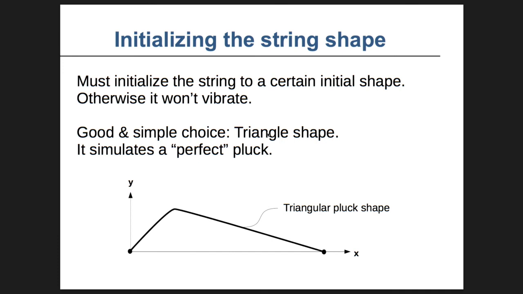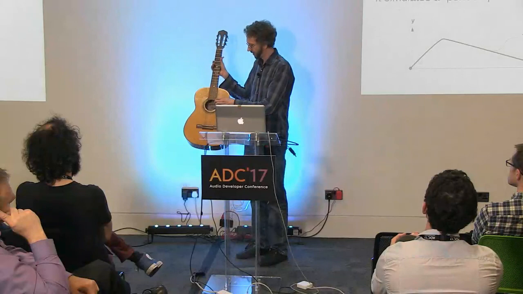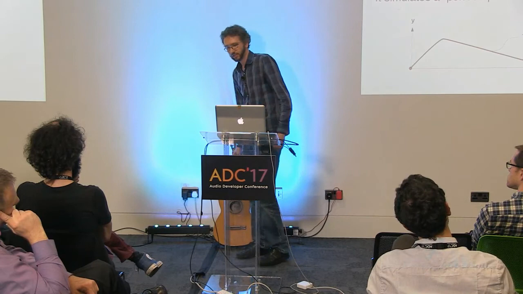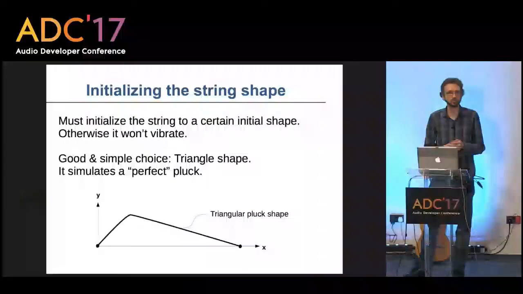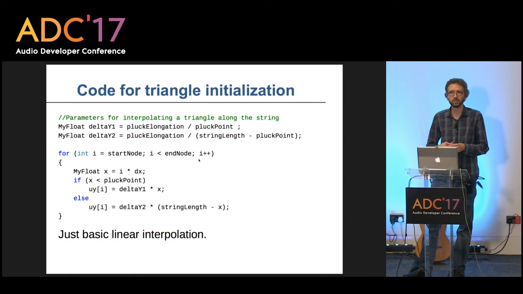But we also need to pluck the string, virtually. If we have a guitar and pluck a string, we can see that the shape of this pluck is more or less triangular. We have two sides here, they form a triangle. So a good first approximation is to use a triangle as an initial pluck shape. This is code for initialization of a triangle shape, just basic linear interpolation.